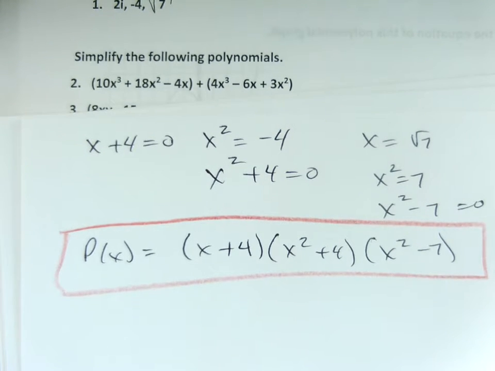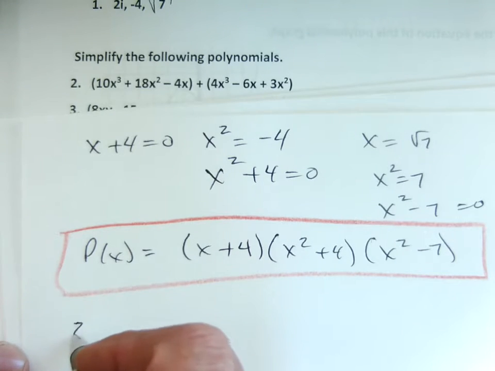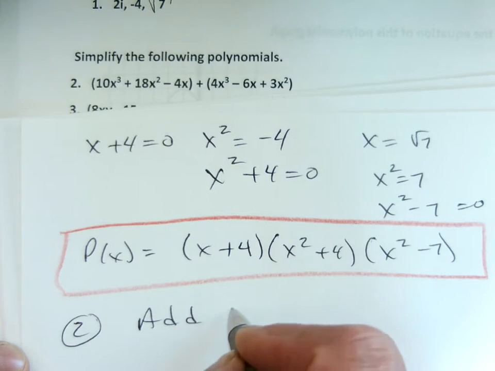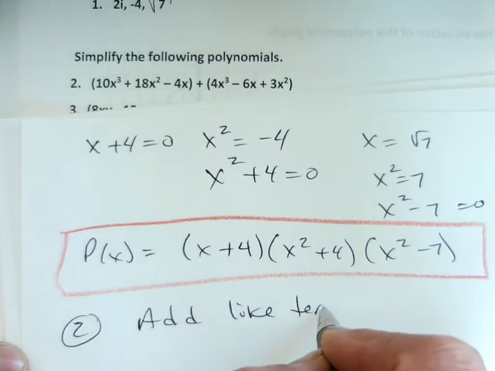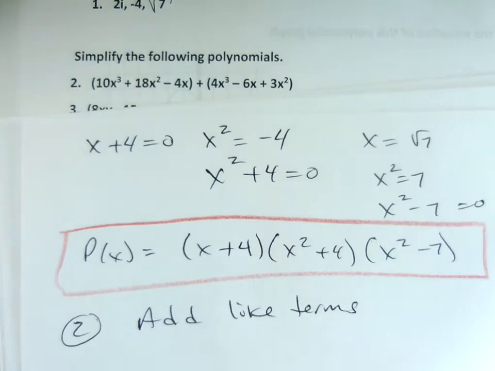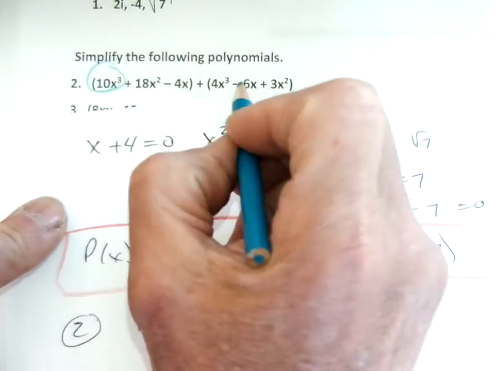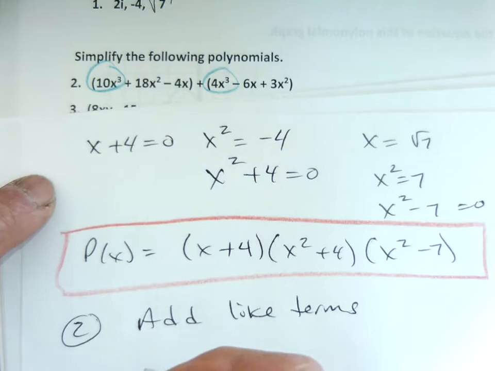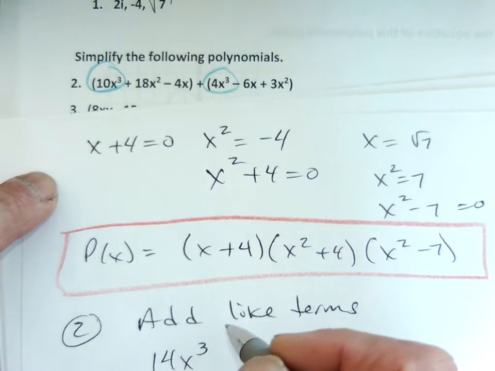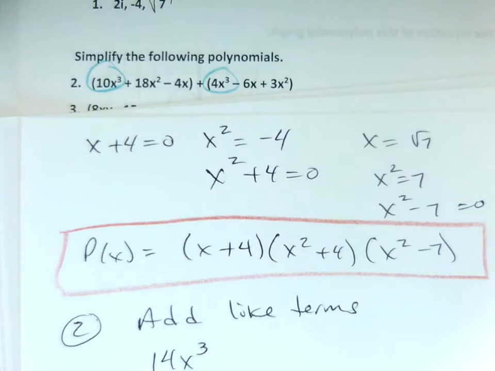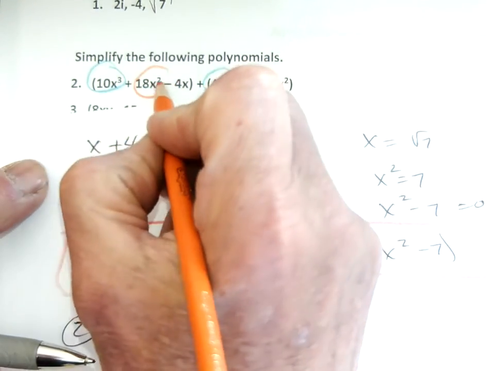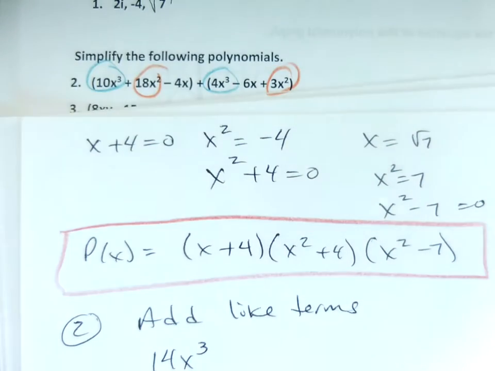No, number 2 is super easy also. Okay, number 2, we're just going to add like terms. So in number 2, I've got a 10x cubed and a 4x cubed. It's going to make a 14x cubed. I have 18x squared and a 3x squared, which is just going to make a 21x squared.